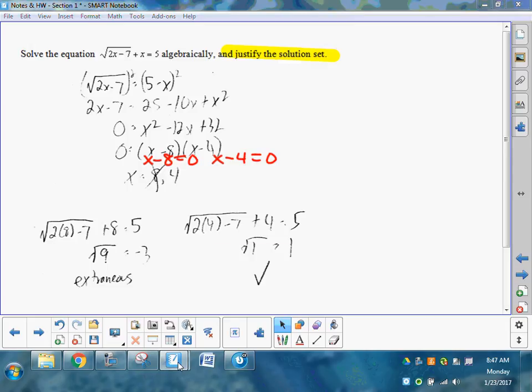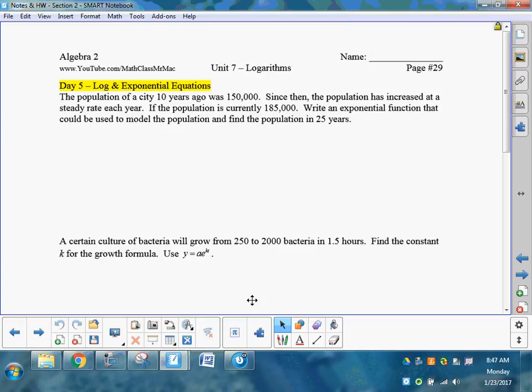Now, have your note packets out, please, and open. We left off on day 5. I need you to read question 29. Read the first question on 29 and sign into your calculators if you haven't already. And boy, we got a lot to do today. Read the first one on page 29 and get started on it.